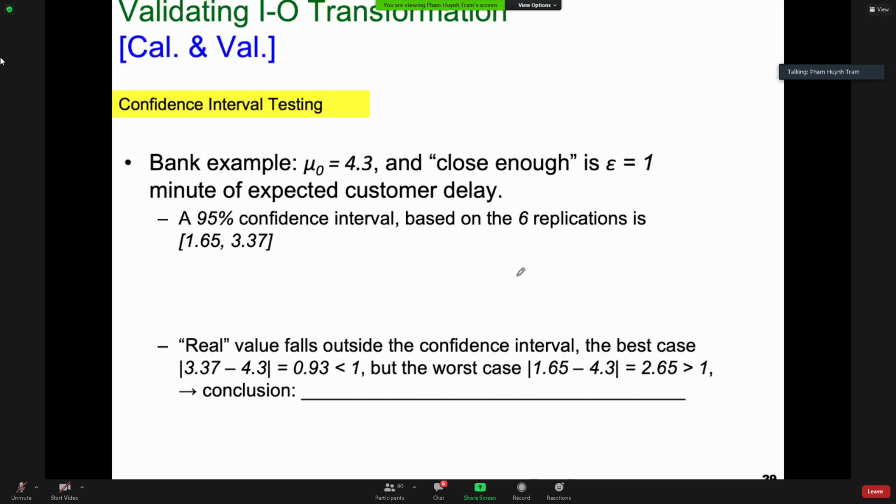So let's say in our bank example, the real waiting time at the bank is 4.3 minutes. And let's say the bank manager says that close enough is 1 minute. So he allows the difference between our model and his bank to be 1 minute. More than that, he will say our simulation model is not good. But if the difference is within 1 minute, he will say, wow, I can use your model. Then we run our simulation, and we get the 95% confidence interval from our simulation of 1.65 to 3.37. Can you tell me what is your conclusion?